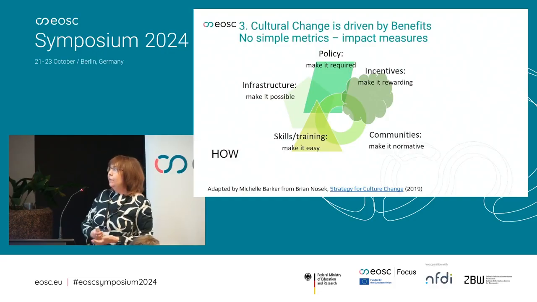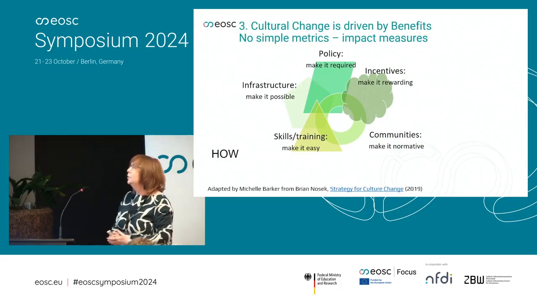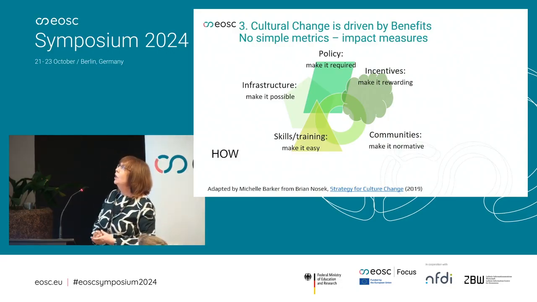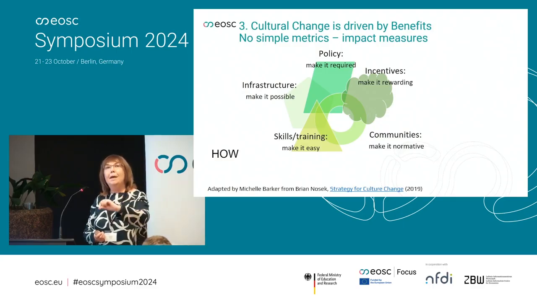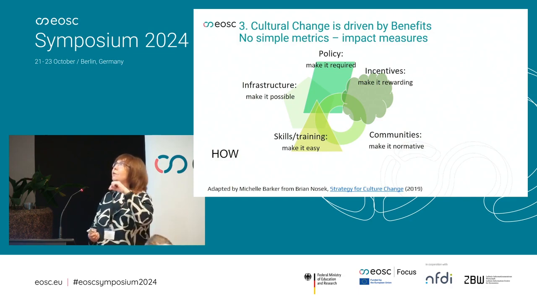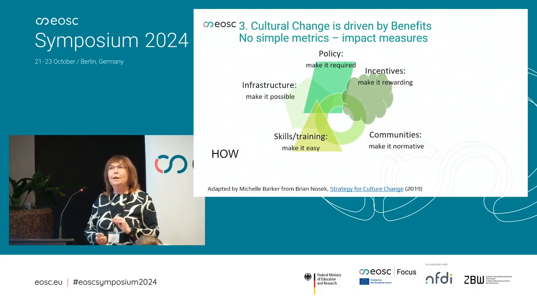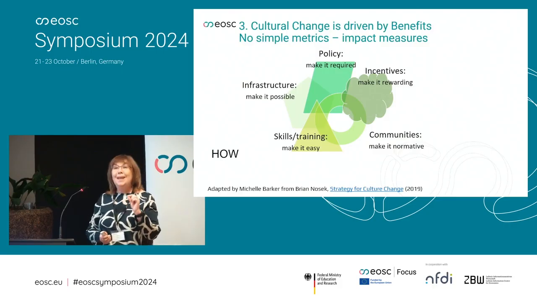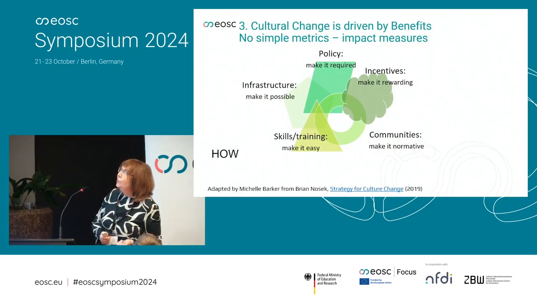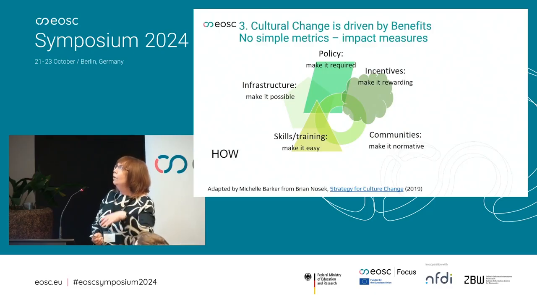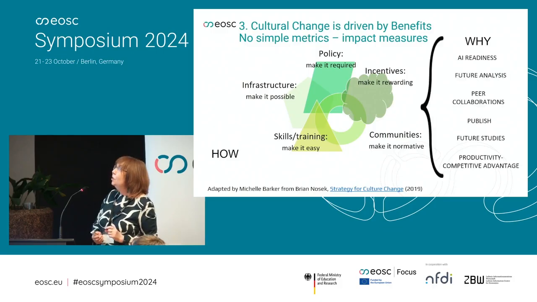And finally, this is a picture from Brian Nosek, who runs the Center for Open Science and is the COS infrastructure. So cultural change is driven by benefits. If we're going to do FAIR metrics, and we're going to do FAIR assessment, because we're going to make things FAIR better, then we need to have the benefits. And that's not about measuring the actual fairness of the data, it's about measuring the impact, right? So this picture is the 5 stages or 5 areas of how to get an infrastructure really embedded in a community: make it required, make it rewarding, make it normative, make it easy through training, and make it possible through infrastructure. But the why has got nothing to do with FAIR.